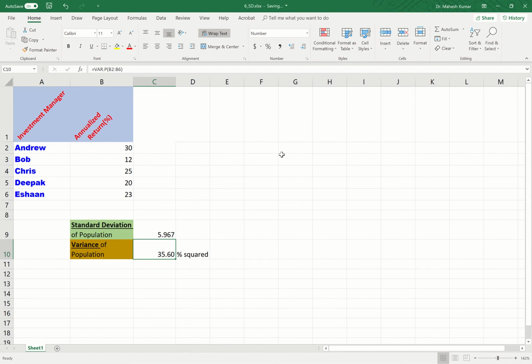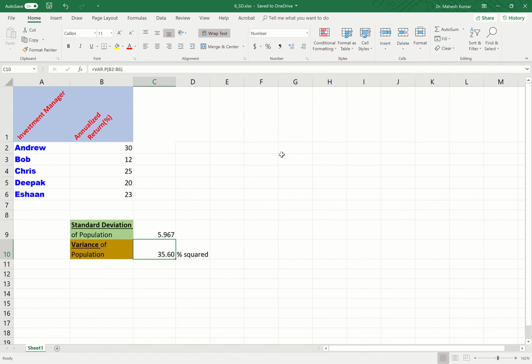So what is the interpretation of the variance of the population? This is very interesting. How will we interpret it? Interpretation of the variance just means that the average variation from the mean return is 35.60% squared. Well, this does not make much sense. Percent squared, at least for me, does not make much sense.